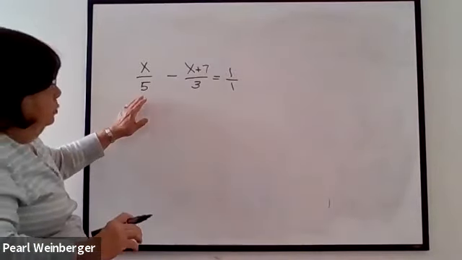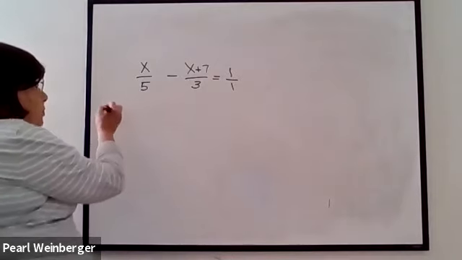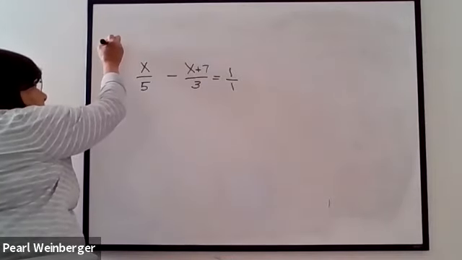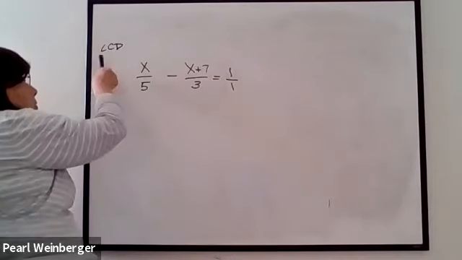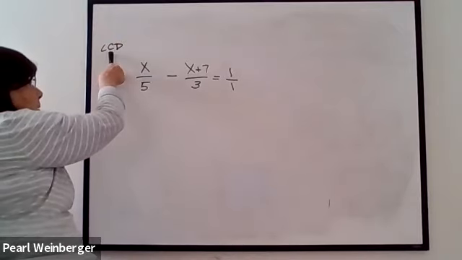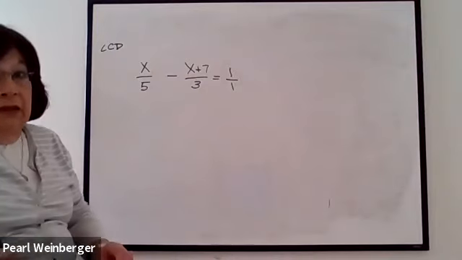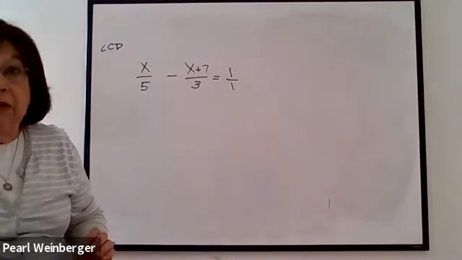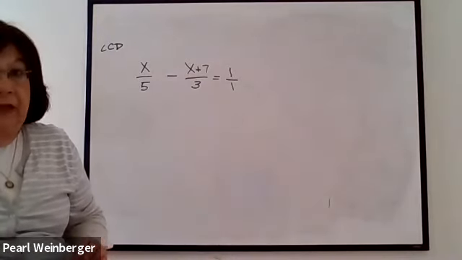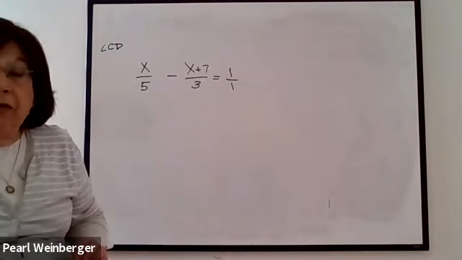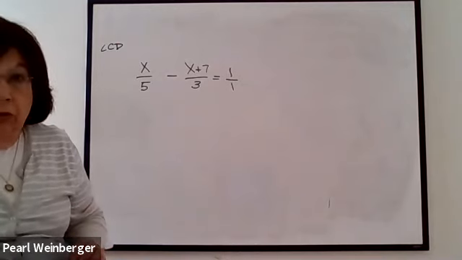The next thing I do is I find something called the LCD, the lowest common denominator. And basically, that is the number that all the other numbers go into.